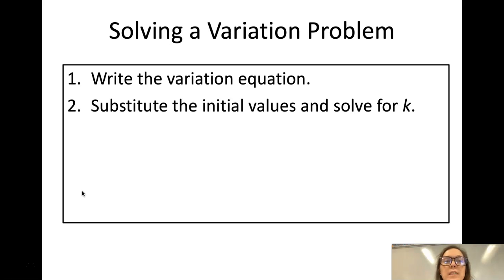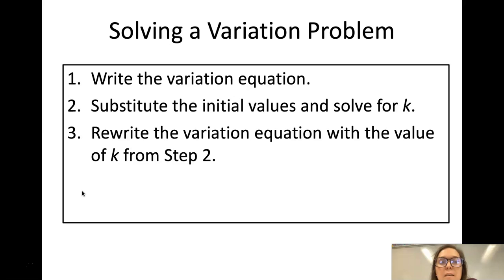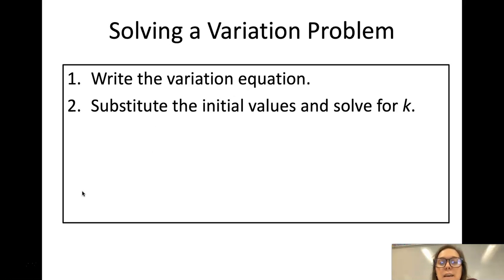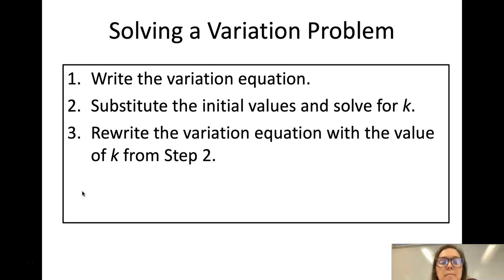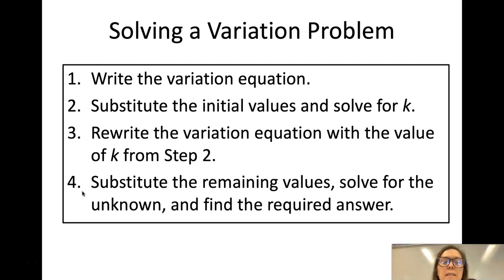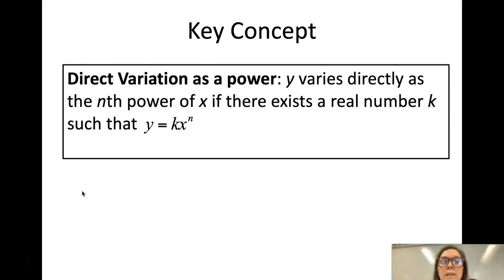All right, so solving a variation problem. The first thing we're going to do is write the variation equation. Second, we're going to substitute the initial values and solve for k. Third, we're going to rewrite the variation equation with the value of k from step 2. And then fourth, we're going to substitute the remaining values, solve for the unknown, and find the required answer.